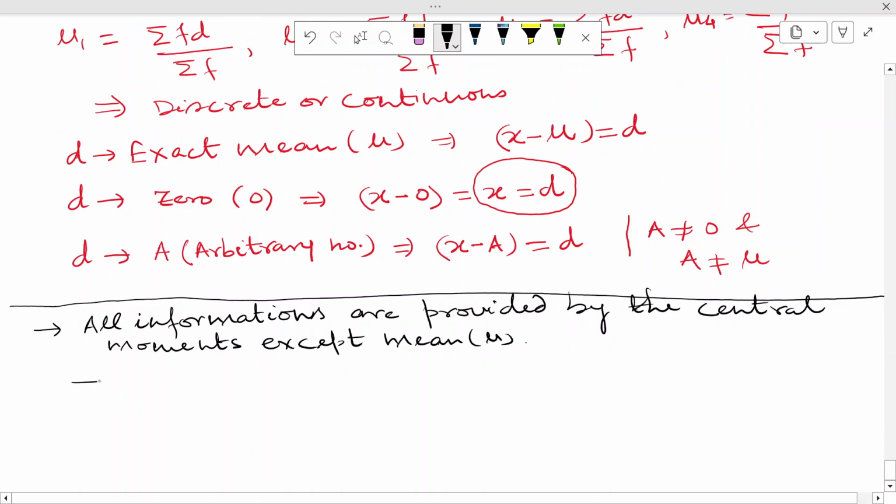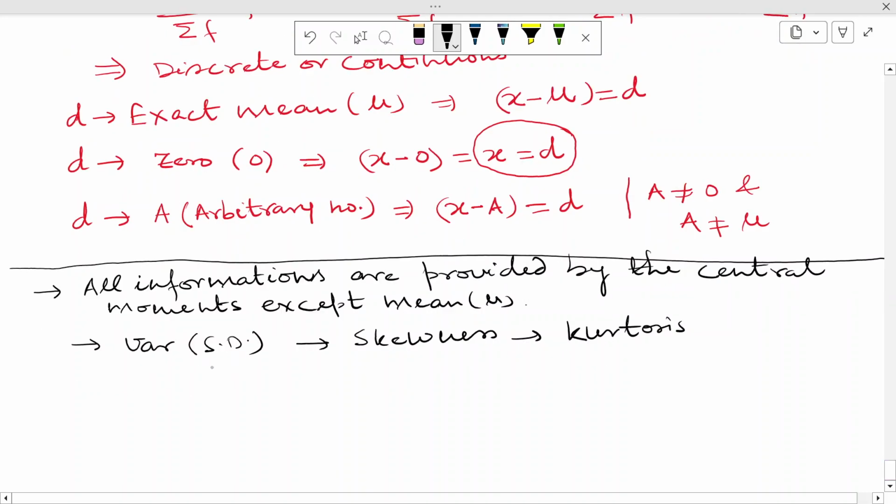All the information means we can have the information on variance, or the measure of dispersion, and once we have variance we can also talk about standard deviation. We can talk about skewness as well as kurtosis. So we have all these three pieces of information from the central moments. We will discuss later in this video how we get this information.